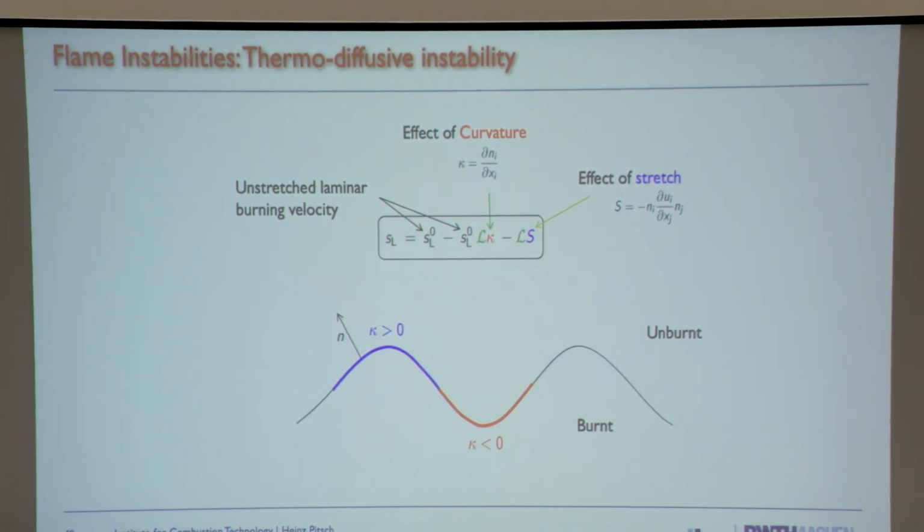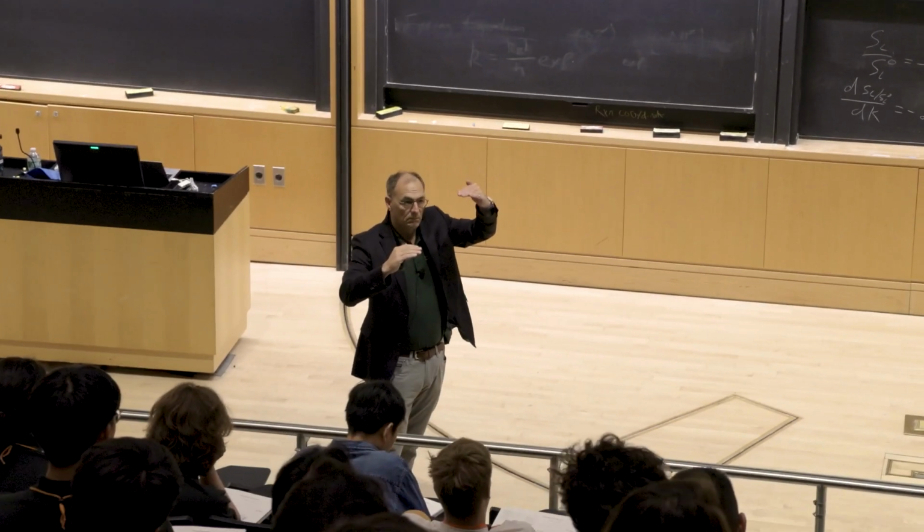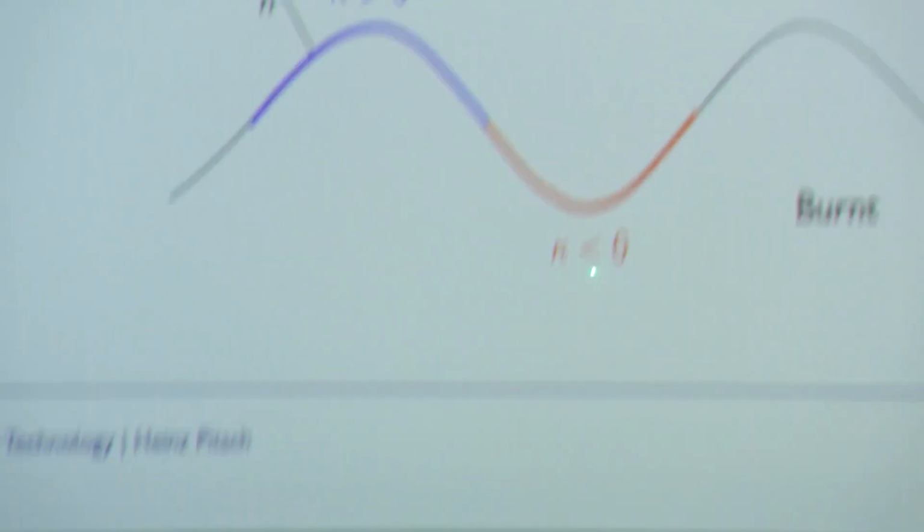But now, the burning velocity depends on the curvature, okay? So this is positive curvature. If you have positive curvature and positive Markstein length, then here the flame speed will be a little slower, and here it will be a little faster. That's methane. So what happens is you have a perturbation, but the perturbation goes away, because here it's a little slower, here it's a little faster.